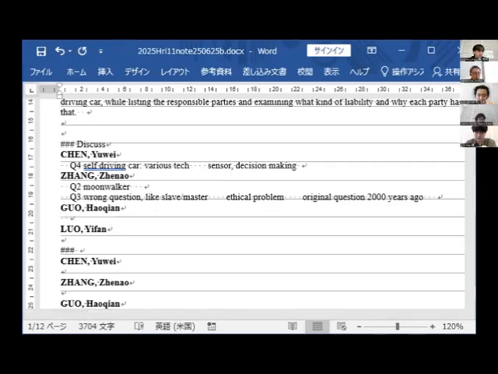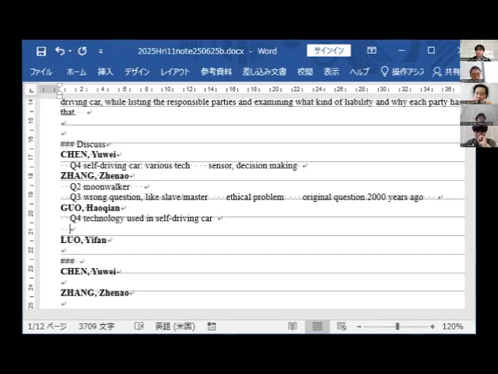Do you want to hear the opinion or something? Yes, I'm interested in question four actually. Question four is about the AI technology used in the self-driving car, and I'm especially interested in the question about the explainability of the AI decision model.